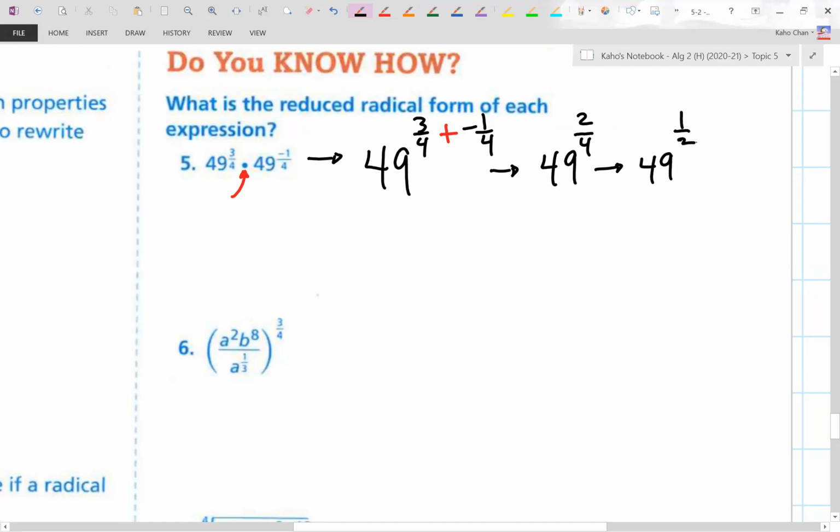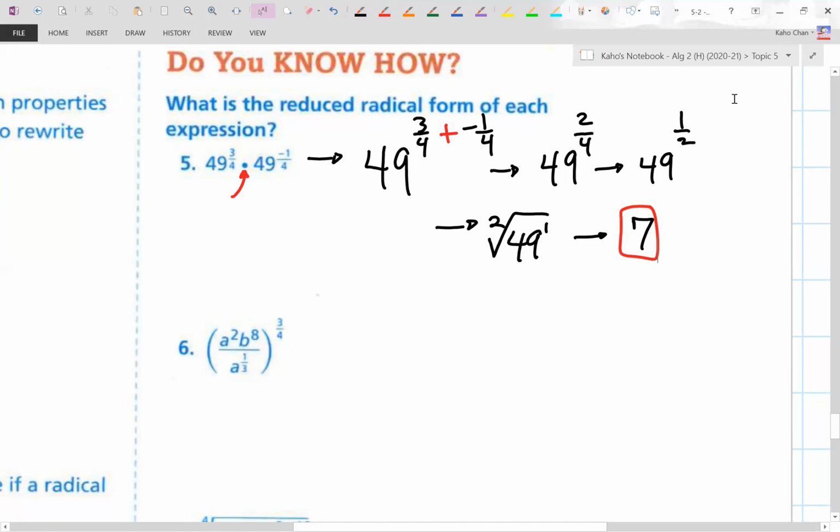Isn't that the square root of 49 when you rewrite it as a rational exponent? What's the square root of 49, class? 7. Yay. Done with number 5.